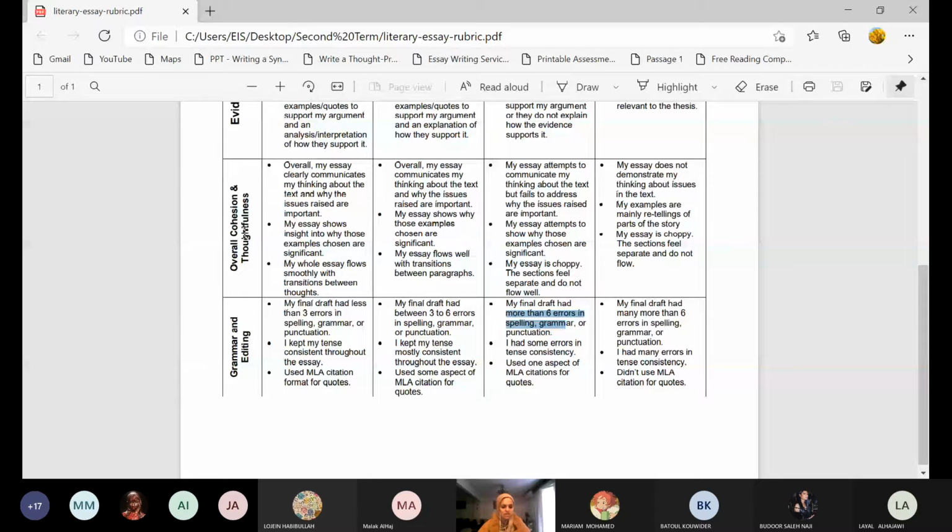The MLA citation is when I take quotes, I put them between quotation marks. I do not just write them like this. Okay? Here is how I evaluate your literary analysis, girls.